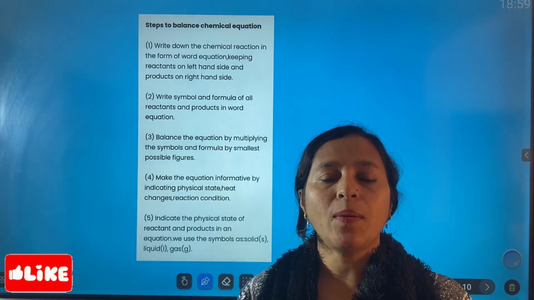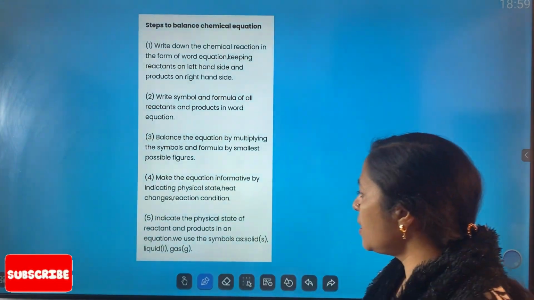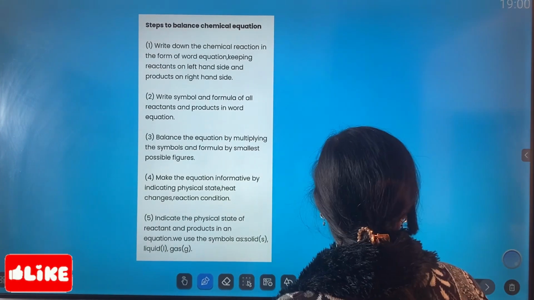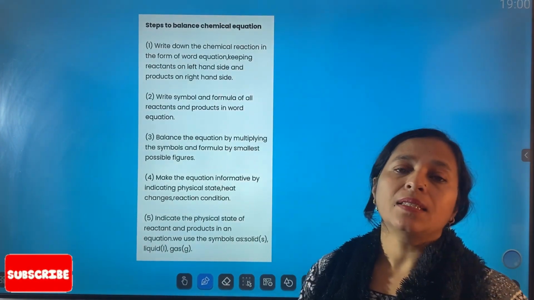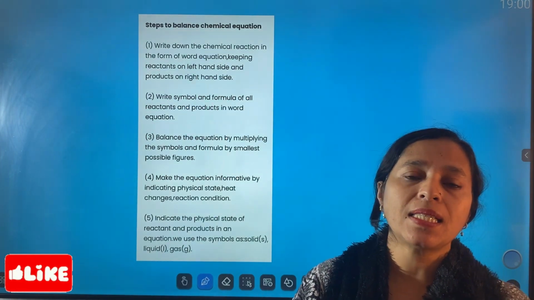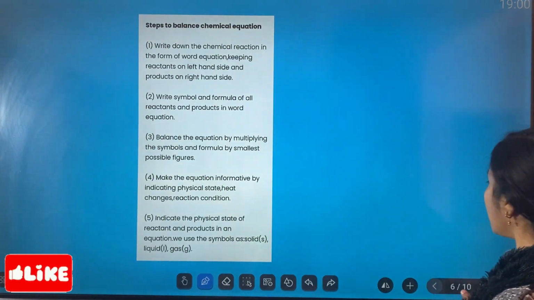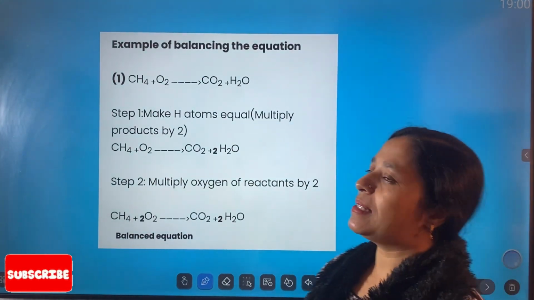If the substance is a liquid, write down liquid, then gaseous or solid phase accordingly. This is how you are going to write. And one more thing, whether the reaction is endothermic or exothermic. These are all details. Whether the reaction is taking place in the presence of a catalyst, you also mention all these things. Now, an example of balancing the equation.